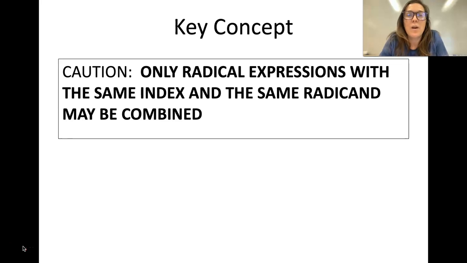So please always proceed with caution. You can only combine radical expressions that have the same index. Remember, the index is the little number in the radical check mark spot, and they must have the same radicand. So you can only add something like a square root of 2 plus a square root of 2. You can't add a square root of 2 plus a square root of 3, or a cube root of 2 with a square root of 2. They need to have the same index and the same radicand in order to be combined.